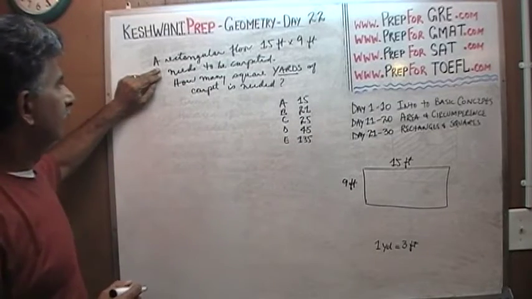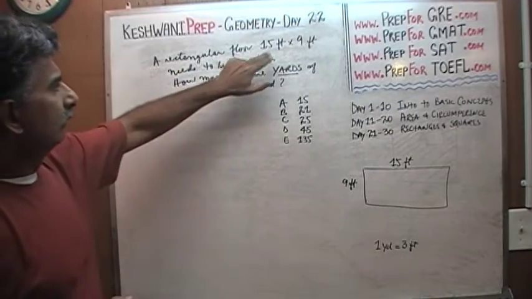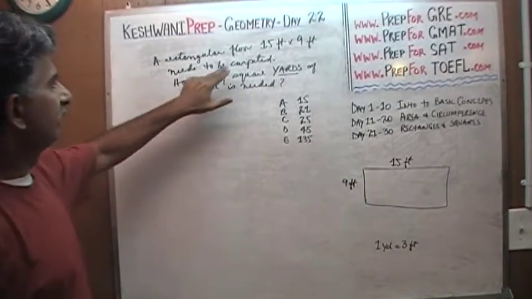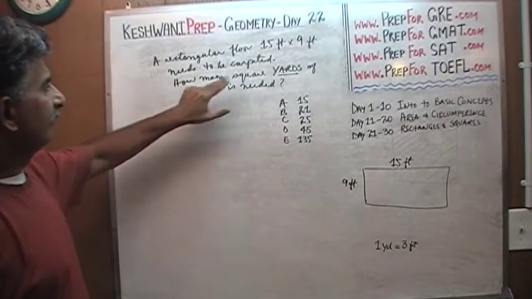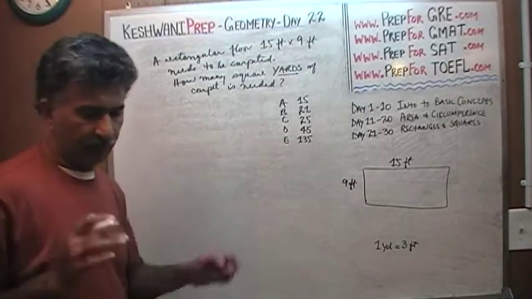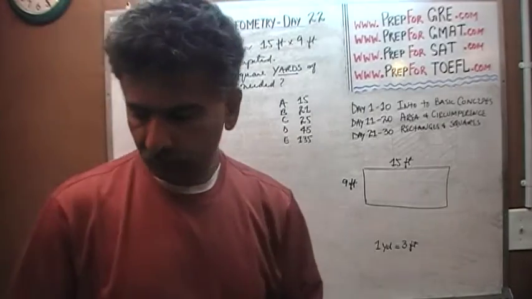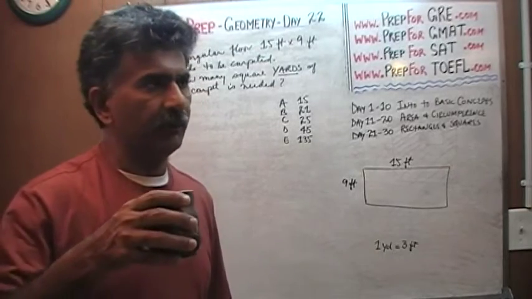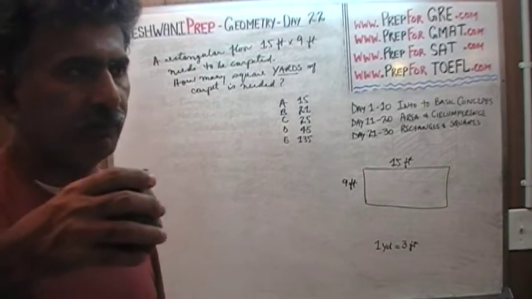The question simply is, a rectangular floor 15 feet by 9 feet needs to be carpeted. How many square yards of carpet is needed? Pause the video at this point, solve the problem yourself, and then resume it when you have the answer as always. I'm going to give you 5 seconds to pause and unpause.